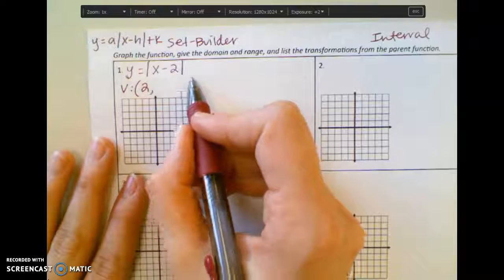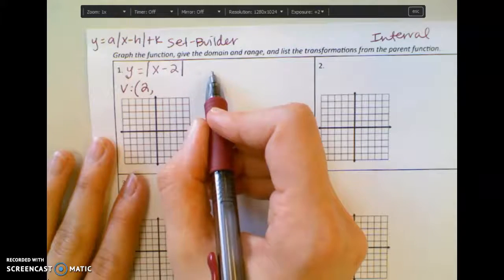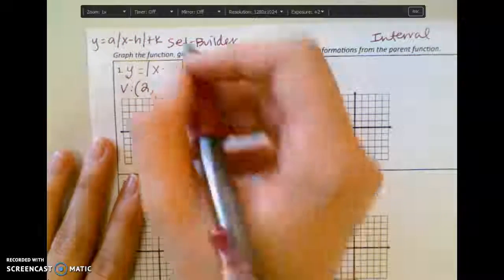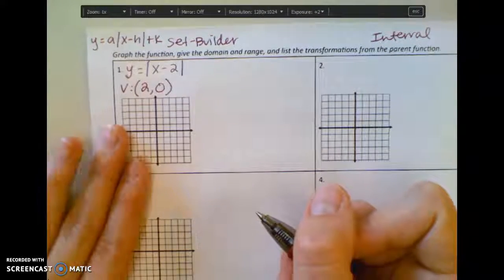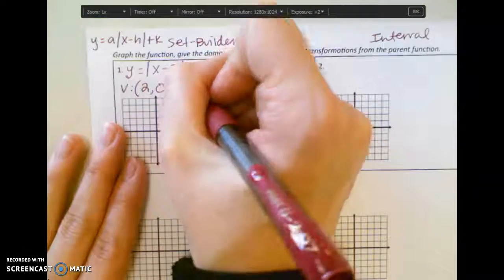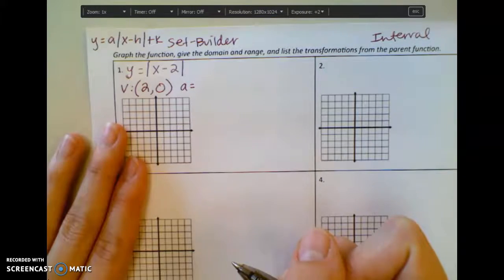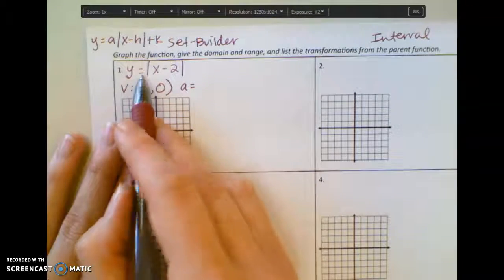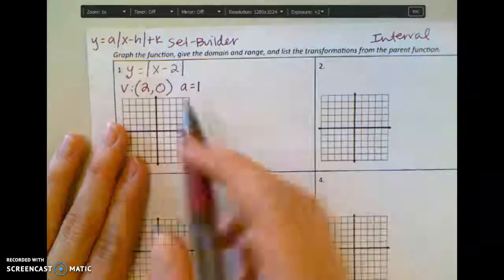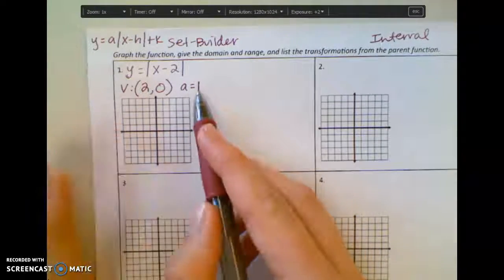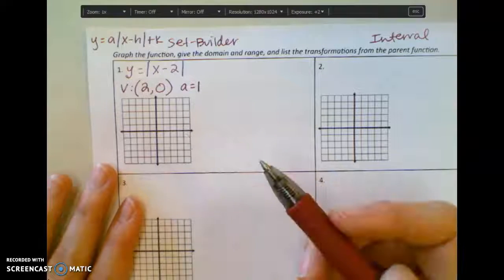What do I see for my k? There's actually nothing there at the end. So when there's nothing for our k value, we take a 0. Our vertex here is 2, 0. And then we need our a value, because that's kind of like our slope. So what's my a here? When there's no a, we know there's an implied 1. I have my vertex, I have my slope, so now we're going to graph that.